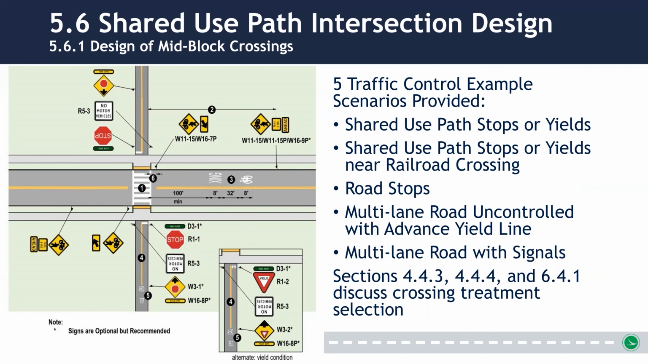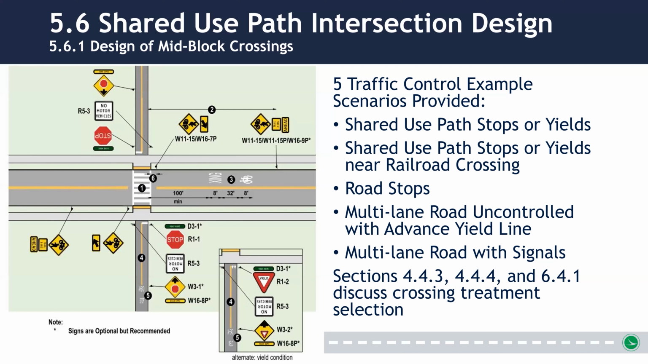The Multimodal Design Guide includes 5 figures that illustrate various examples of mid-block control treatments. These figures show typical pavement markings and signing for crossings for instances where the shared use path stops or yields, the shared use path stops or yields near a railroad crossing, instances where the road stops, multi-lane road uncontrolled crossings with advanced yield lines, and multi-lane roads with signals.